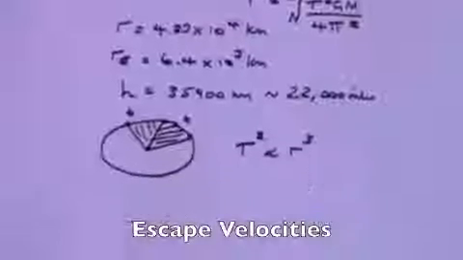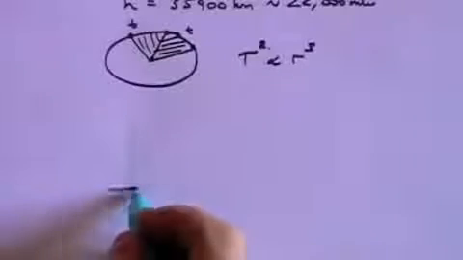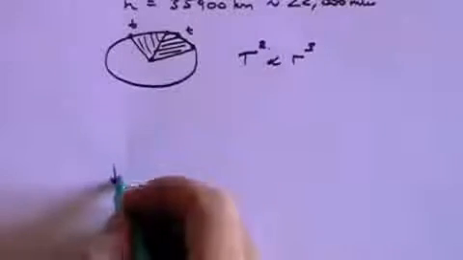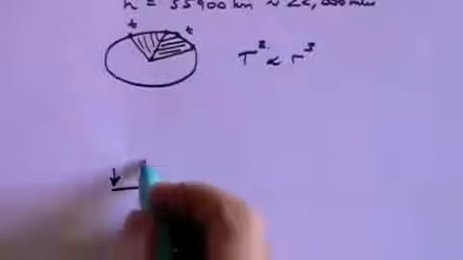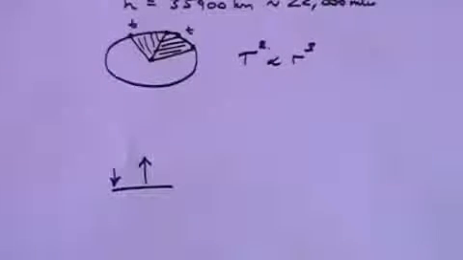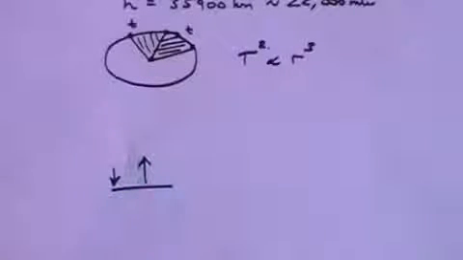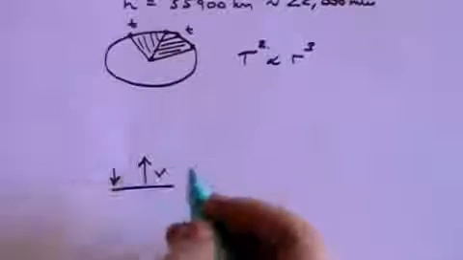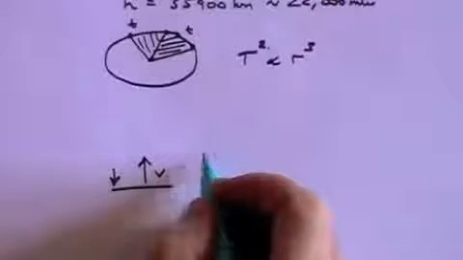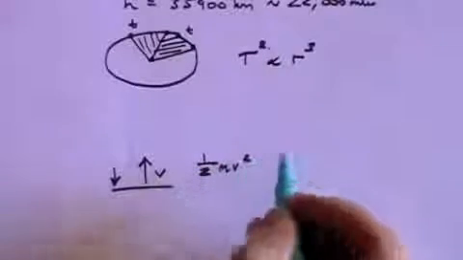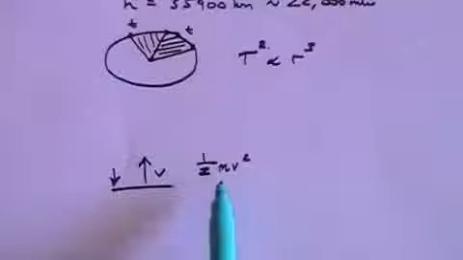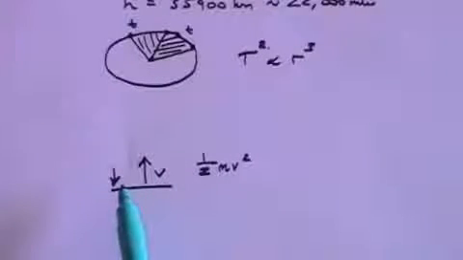We can now think about escape velocities. Let's suppose we want to get away from the Earth, away from the Earth's gravitational field, which is pushing us downwards. And we want to escape so that we're no longer attracted by the gravitational field. How fast do we have to go? Well, let's call that escape velocity v. And that means we will have a kinetic energy of a half mv squared. Now that has got to be at least as great as the potential energy in the gravitational field that would otherwise cause us to come back.